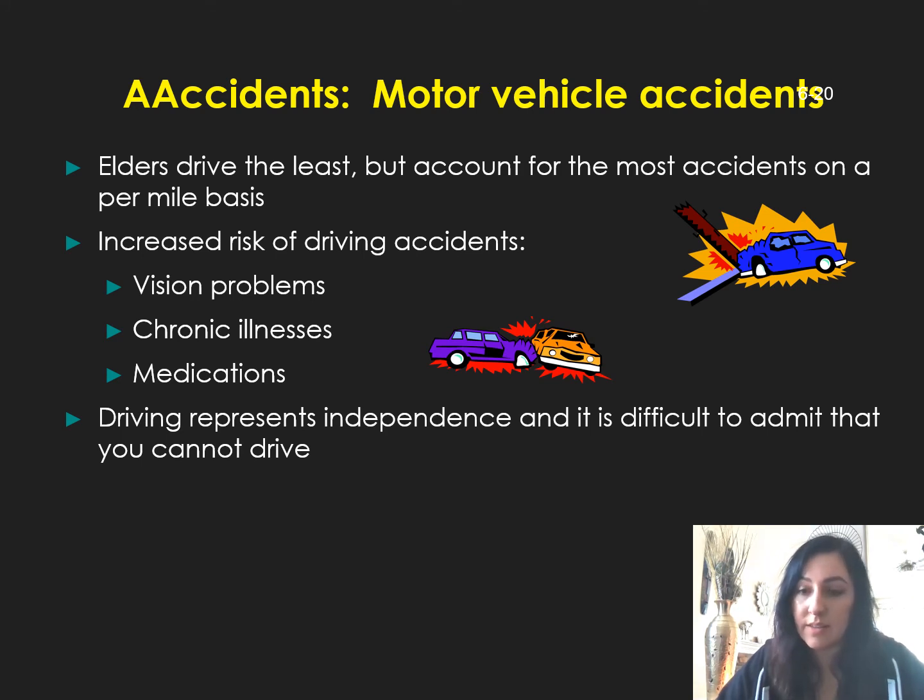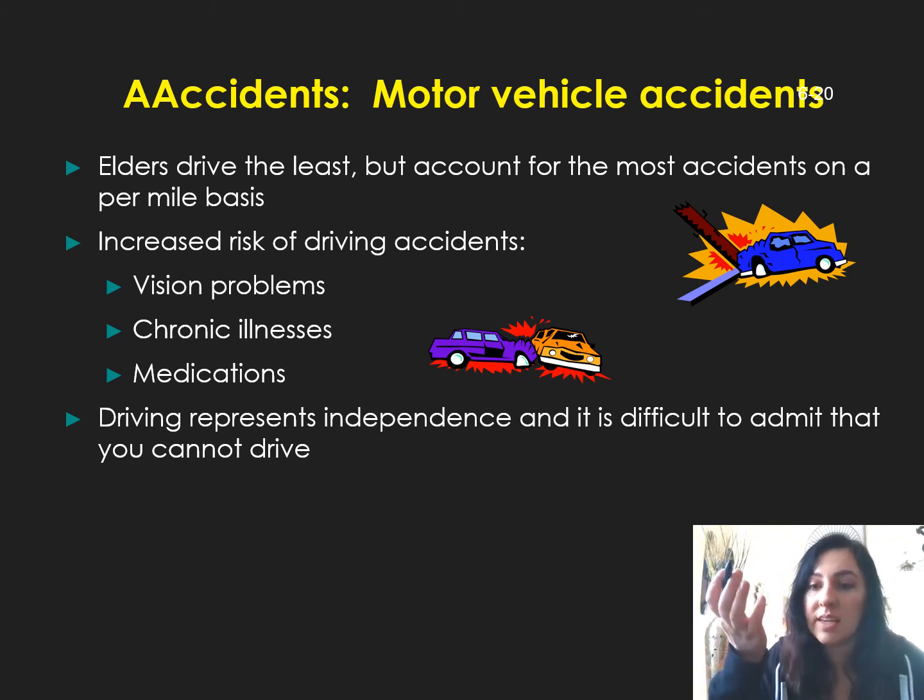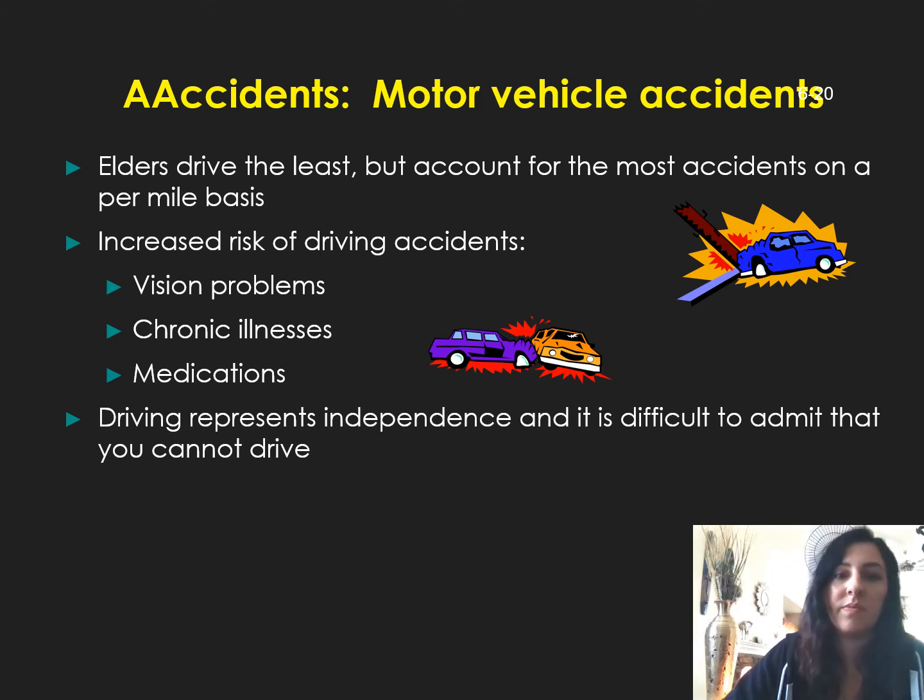Their risk of having an accident increases when they have vision problems, if they have any kind of chronic illnesses, and if they're taking medications. So anyone who is taking medications, has some sort of chronic illness, or may have vision problems is at risk. They would be more at risk for getting into a car accident.